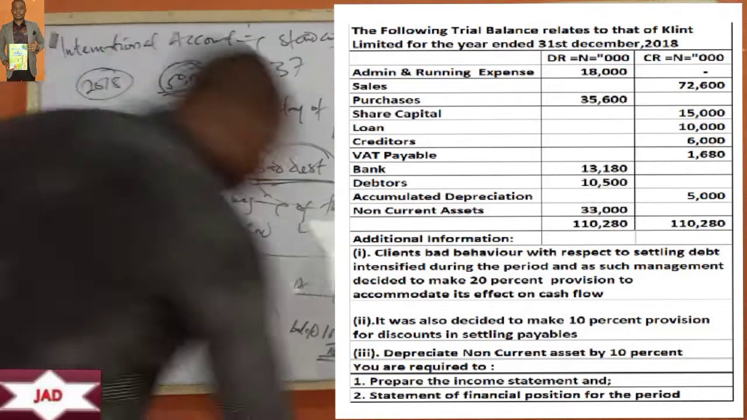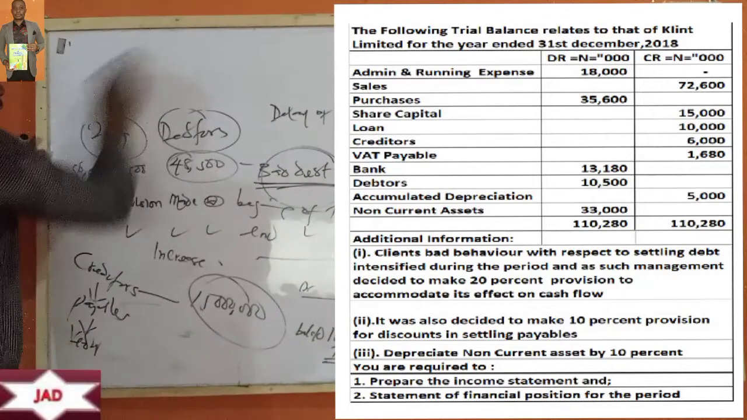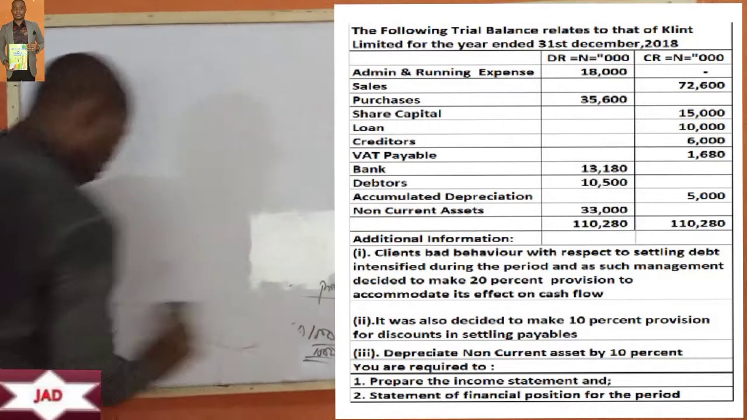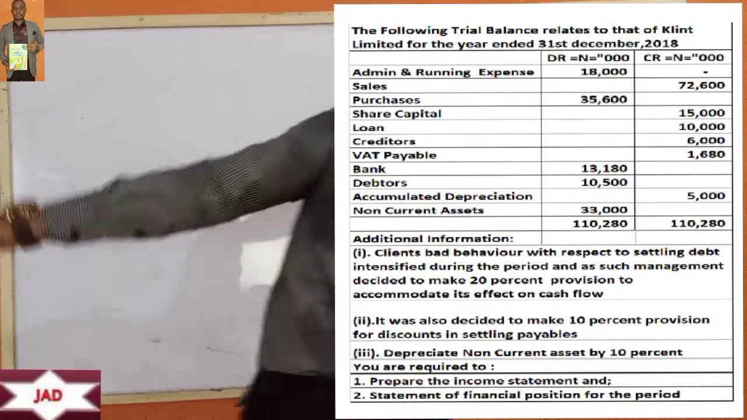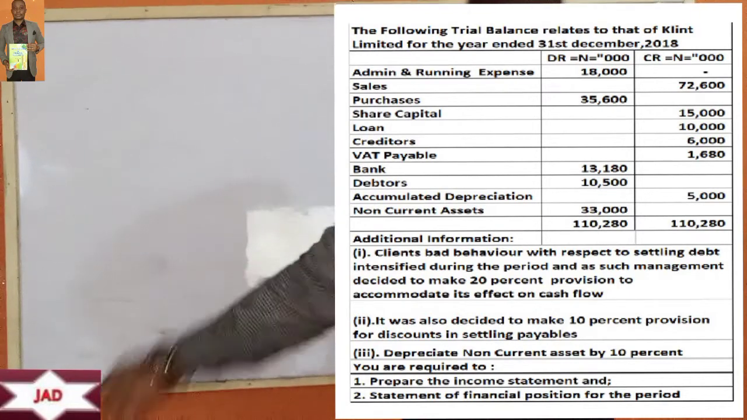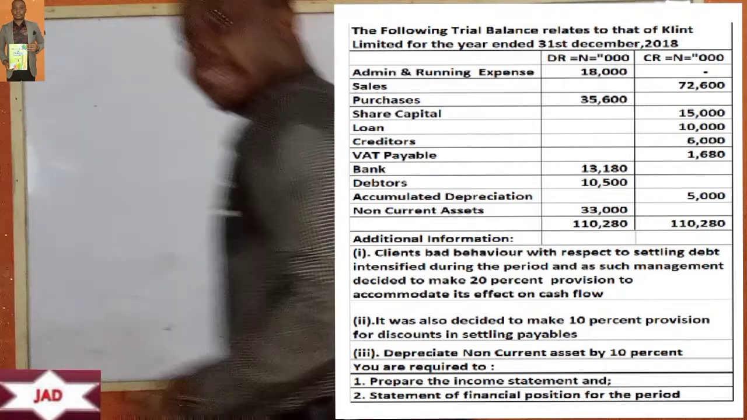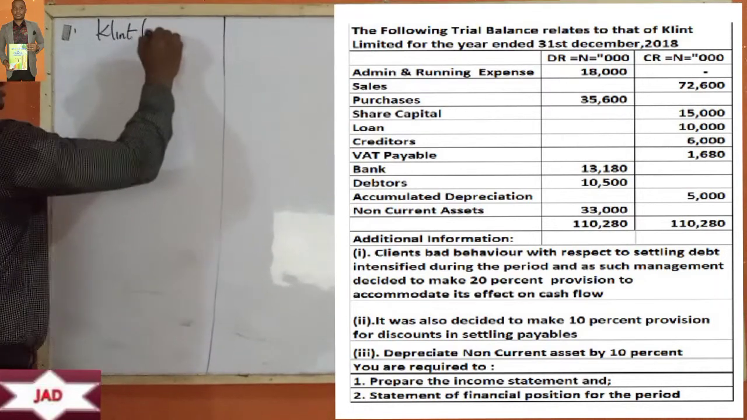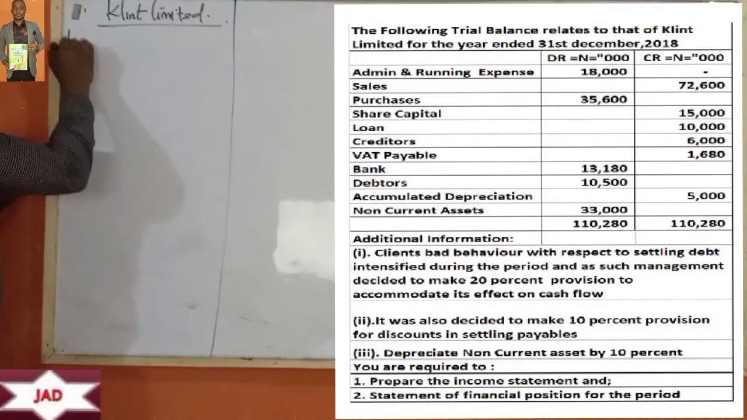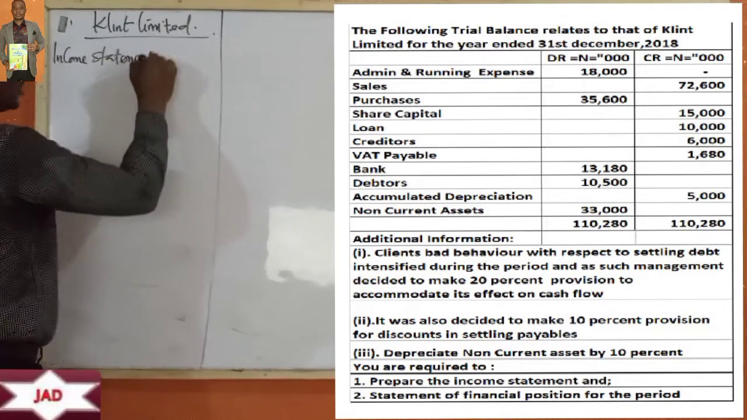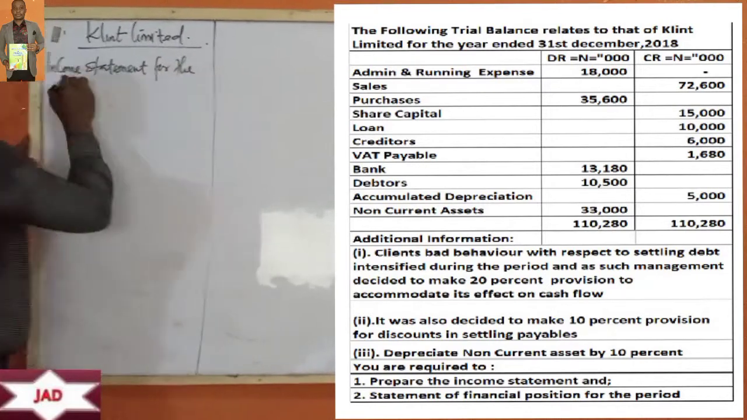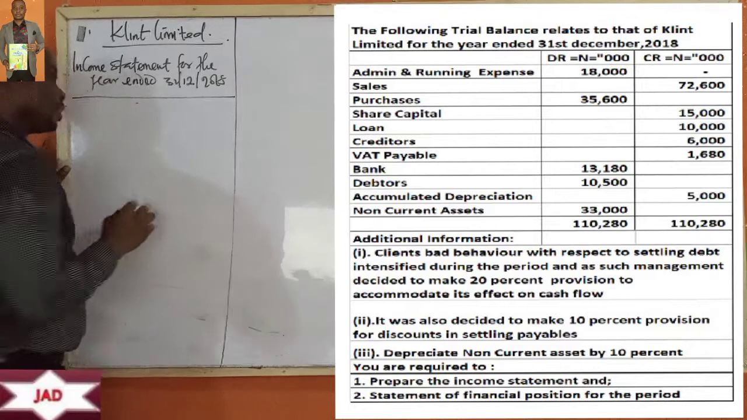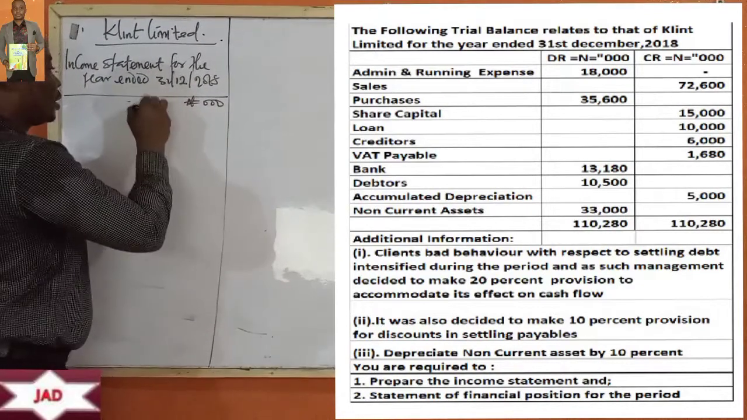Okay, so let's quickly take this question to illustrate what we are trying to say in basic terms. All right, so let's quickly do that. The business belongs to Clint Limited. So I have, let's say, Clint, income statement for the year ended 1st December 2018. So we have our notes here.